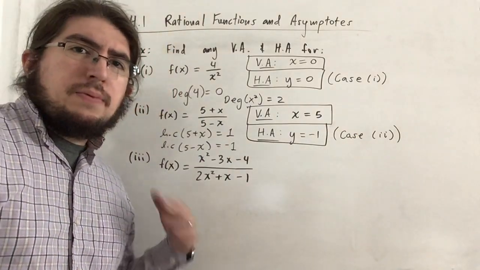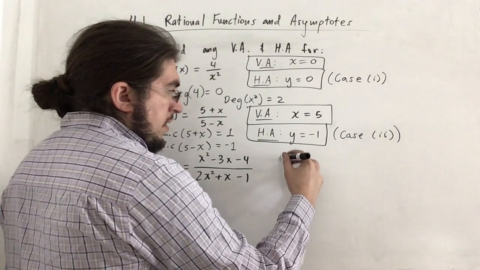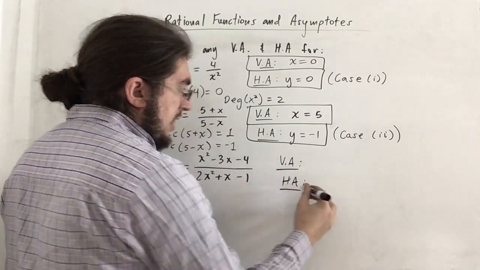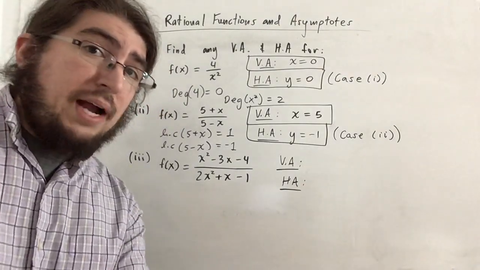It's a little tricky to see, but after some practice, you'll get the hang of it. Now, finally here, vertical asymptotes and horizontal asymptotes. This is definitely the trickier of the bunch because there's factoring to be done. So let's factor, shall we?